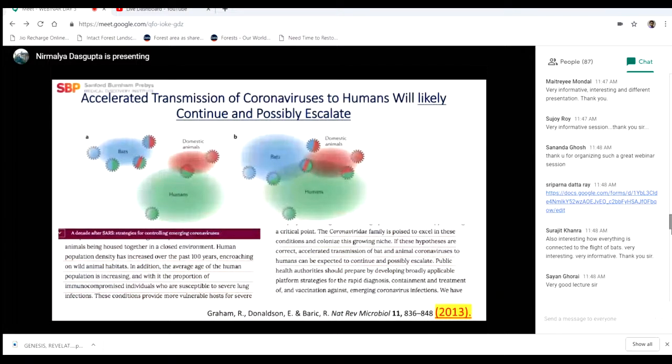Because it will just take time. Most of the people have responded, and they are actually happy to listen to this talk. They wrote that it was a very informative session, with interesting and different presentations. So most of the people have expressed their happiness. And okay, thanks for that. I will send you that through WhatsApp.